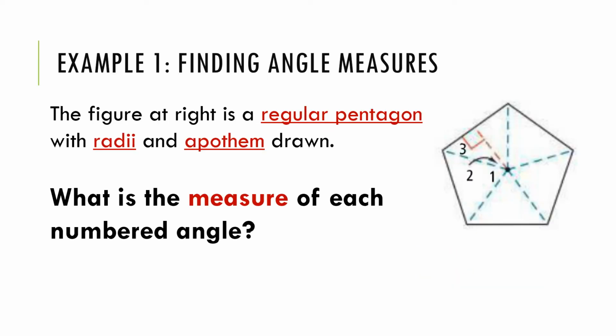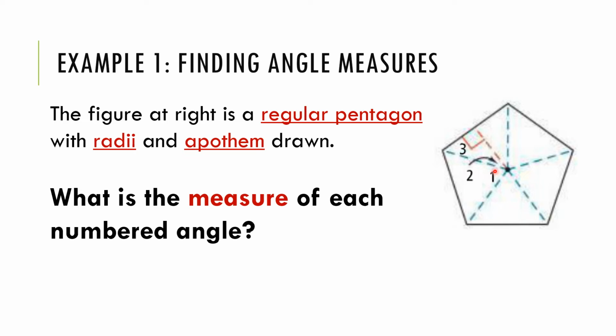So example one, finding angle measures, and this is important, that we have our radii and our apothem words here. The figure at the right is a regular pentagon, so five sides. It has all these blue radii and then this red apothem drawn right here with that 90-degree angle. What's the measure of each of the numbered angles? So pretty close to what we did on our do now.